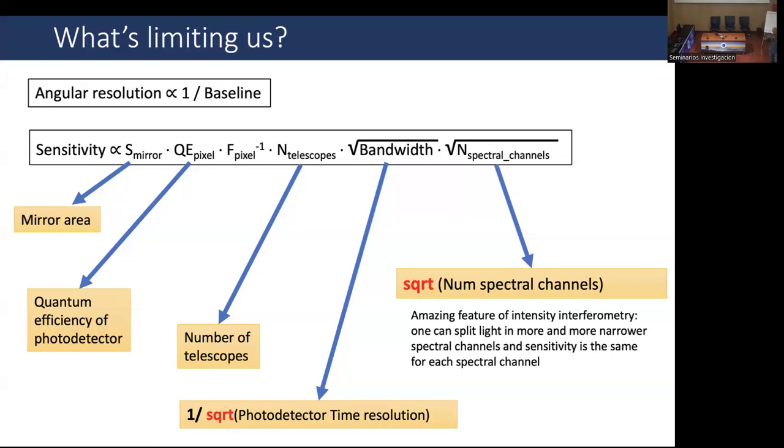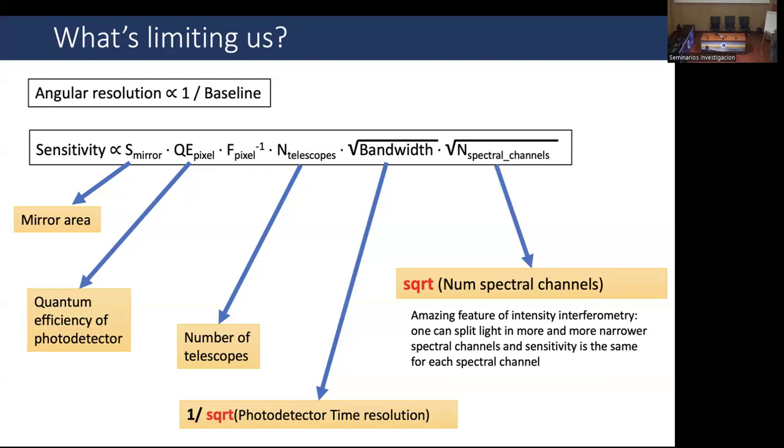So by having many spectral channels at the same time, with indefinitely small passband, you could add much more signal. So say you consider n spectral channels, it goes with the square root. So you would increase the sensitivity by adding many spectral channels.